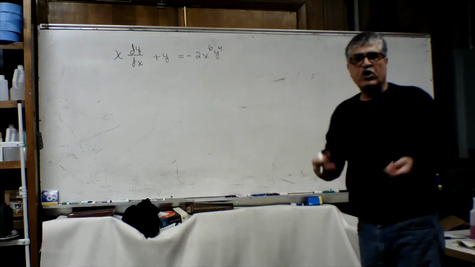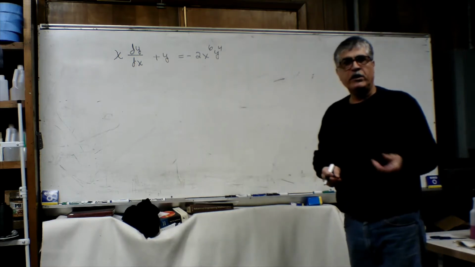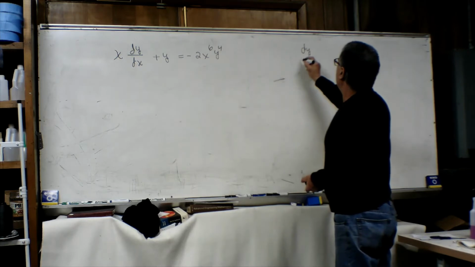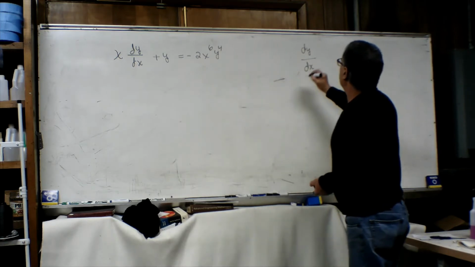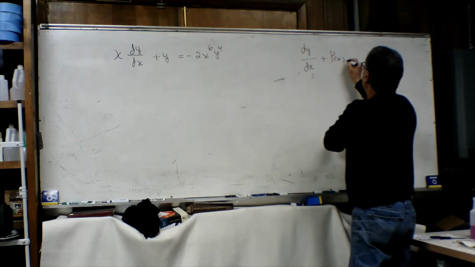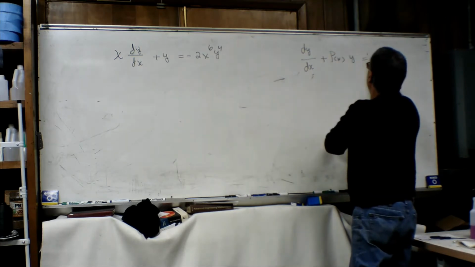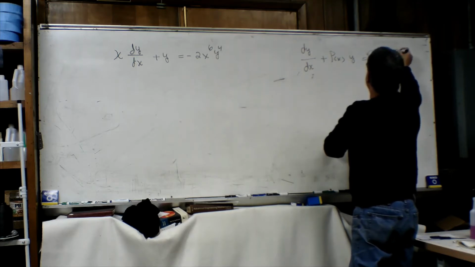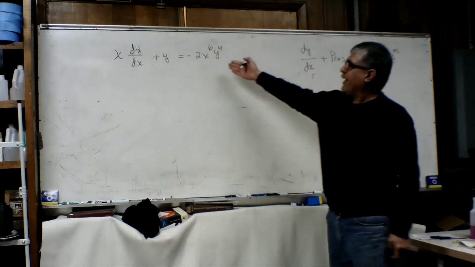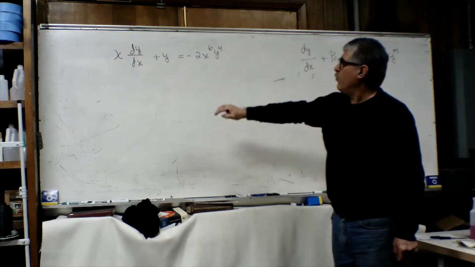We know that the general form of Bernoulli differential equation is dy/dx plus p(x) y equal to q(x) y to power n. This is the general form. So let's go ahead and write this in general form.